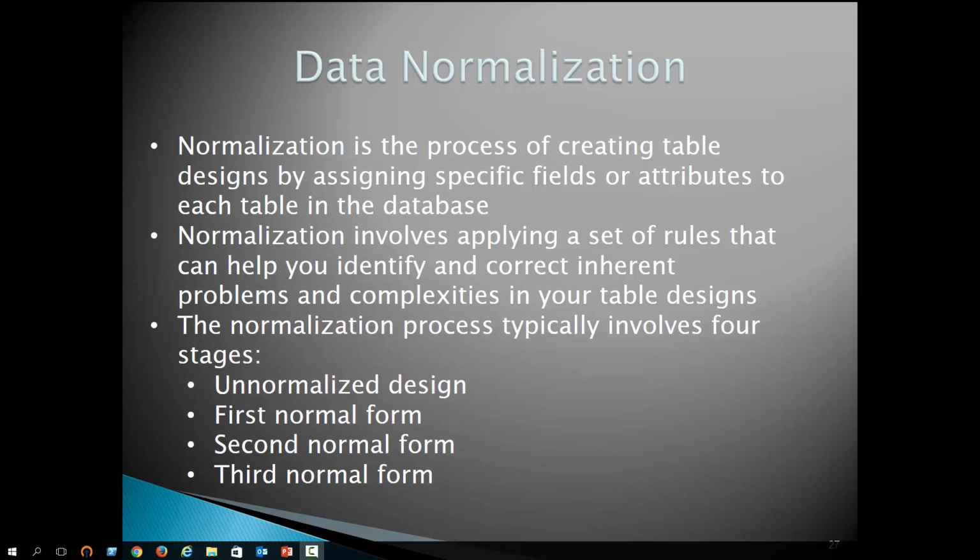So basically the stages are unnormalized design, first normal form, second and third, and we'll talk about that. And ultimately, we want to get our database to third normal form, which gets rid of all the redundancy. Every field within a table has a direct reliance or a direct relationship to the primary key, and you'll see what I mean by direct as we go through this.